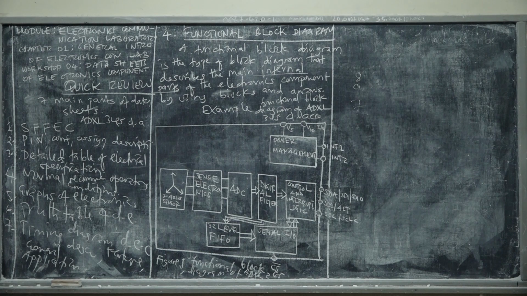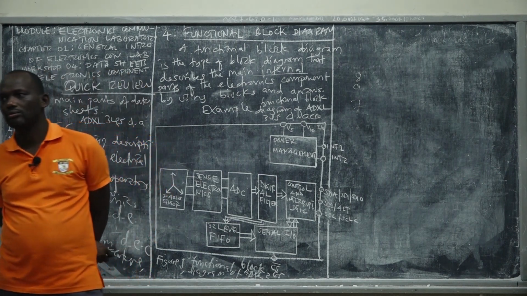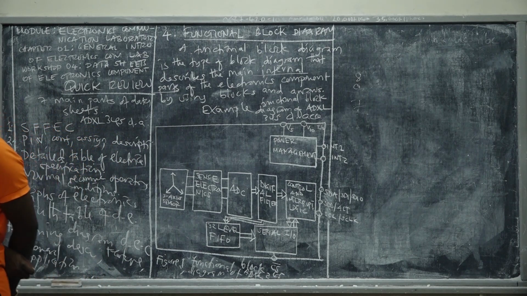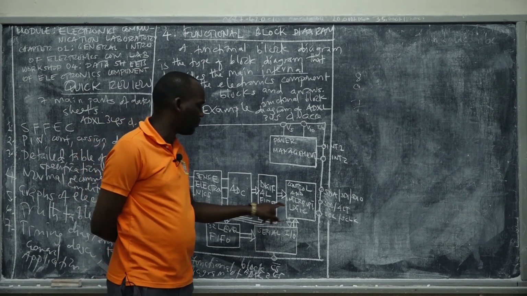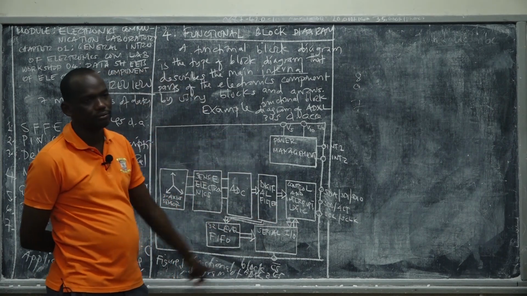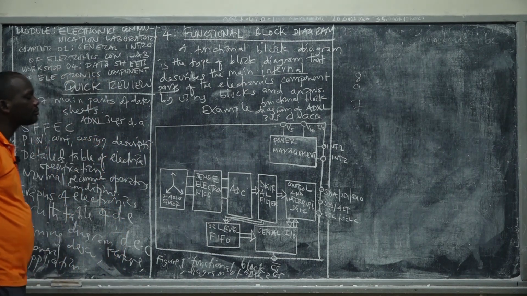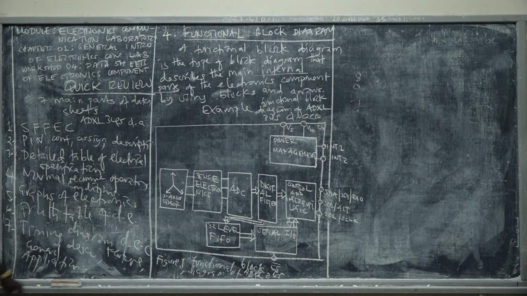In these functional block diagrams, we have 9 blocks. Block number 1, number 2, number 3, number 4, number 5, number 6, number 7, number 8, number 9. So listen. Why do we call this the block? Just stay tuned. You'll understand why it is a block.